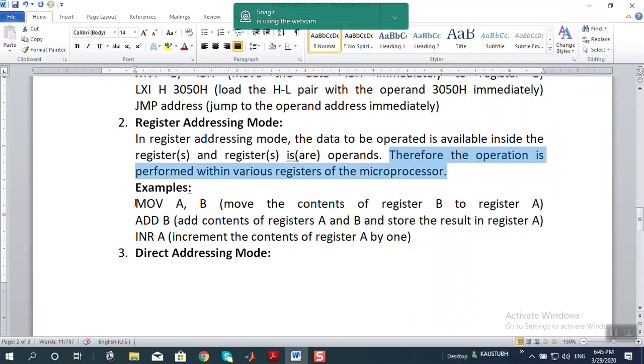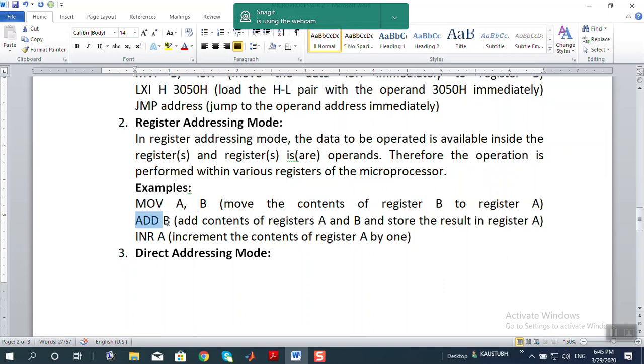For example, MOV A, B. I already explained what MOV A, B is. The content of register B will be copied to register A, the accumulator. So where is your data? The data is already in register B. So what do you specify in the instruction? The register where your data is present, and the destination register. This is a register addressing mode instruction. Move the content of register B to register A.